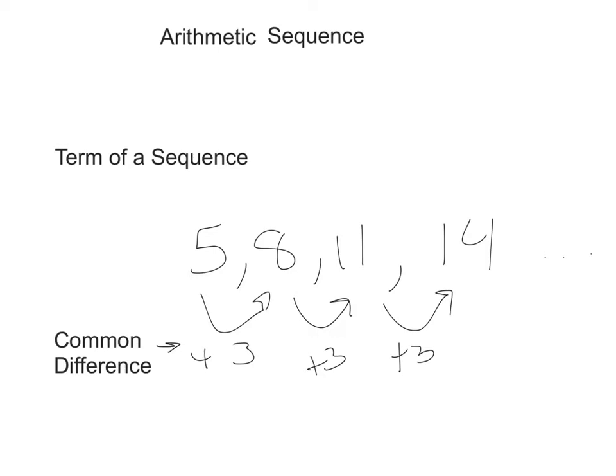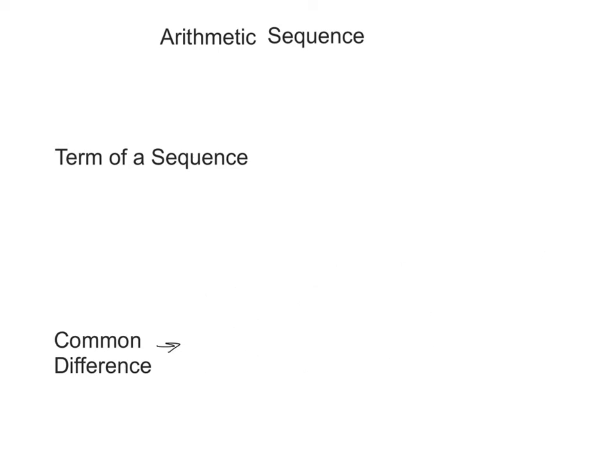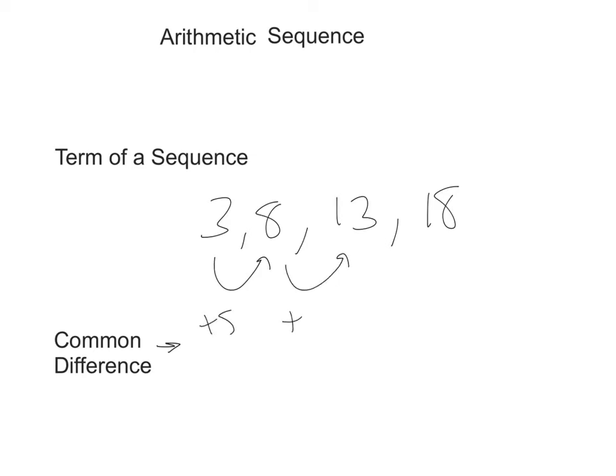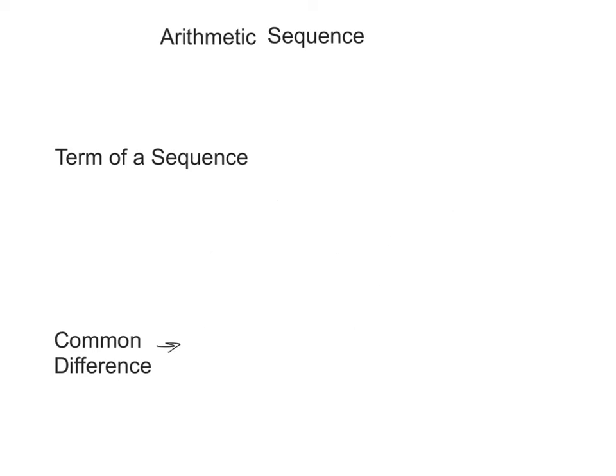Let me show you another example of an arithmetic sequence. 3, 8, 13, 18. The common difference here is plus 5. This is another example of an arithmetic sequence.